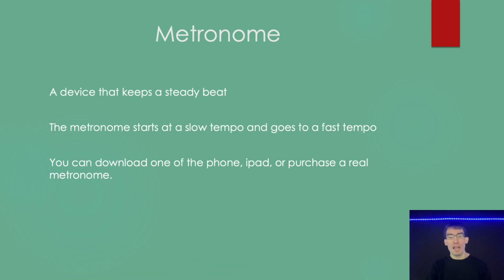I want to tell you what a metronome is. A metronome is a device that keeps a steady beat. The metronome starts at a slow tempo and goes to a fast tempo. There are so many different kinds of metronomes that you can get. You can download them on the iPad, on an iPhone, or you can buy a real metronome. I want to show you what my metronome looks like on my phone. I will press the play button. And as you can see, a bar is moving across the screen. That bar is the beat. We will be using this later on in the lesson.